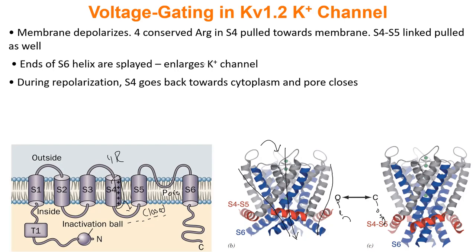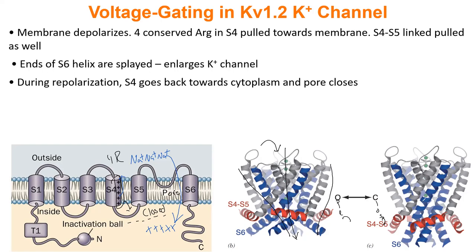However, actually, let me get blue. When we have our signal and sodiums flow in, then the inside of the cell becomes positively charged. When the inside of the cell becomes positively charged, these arginines in helix 4 don't want to interact with that because positive charges repel each other. So this helix is going to shift towards the outside of the cell.